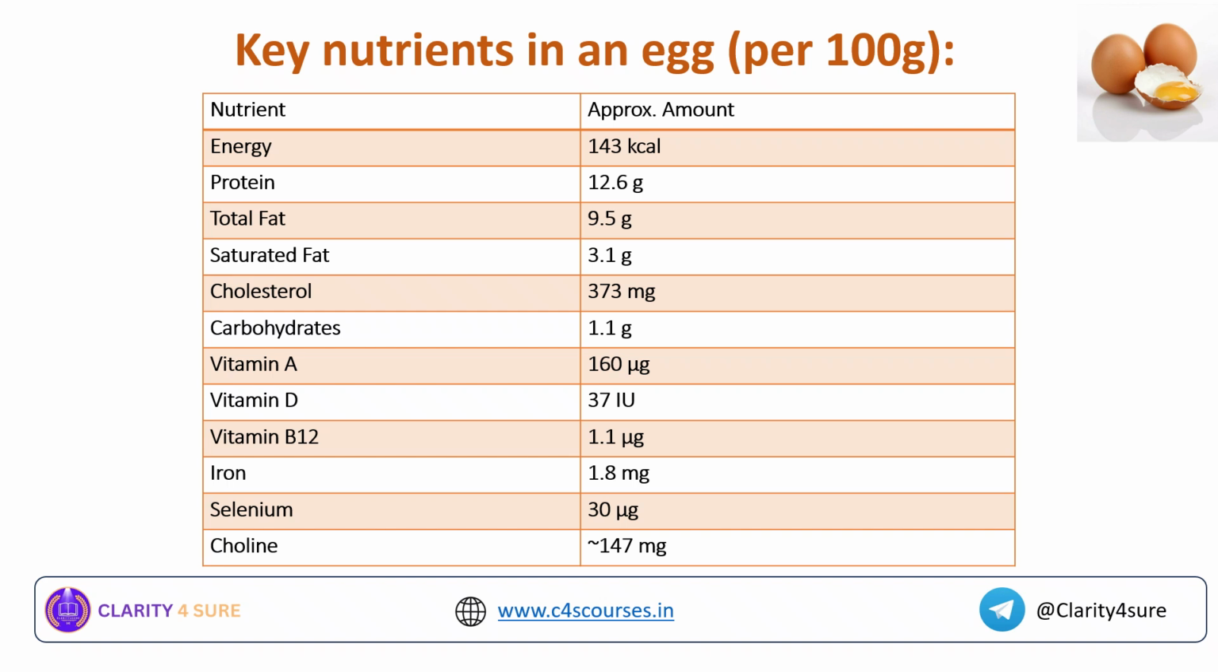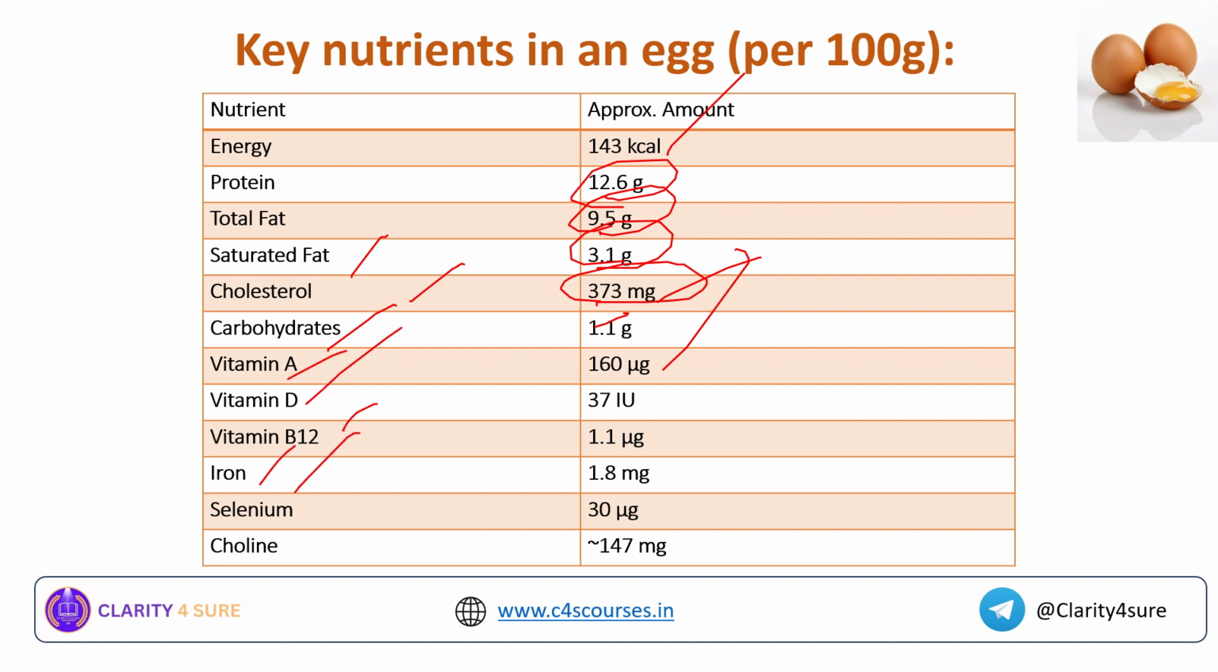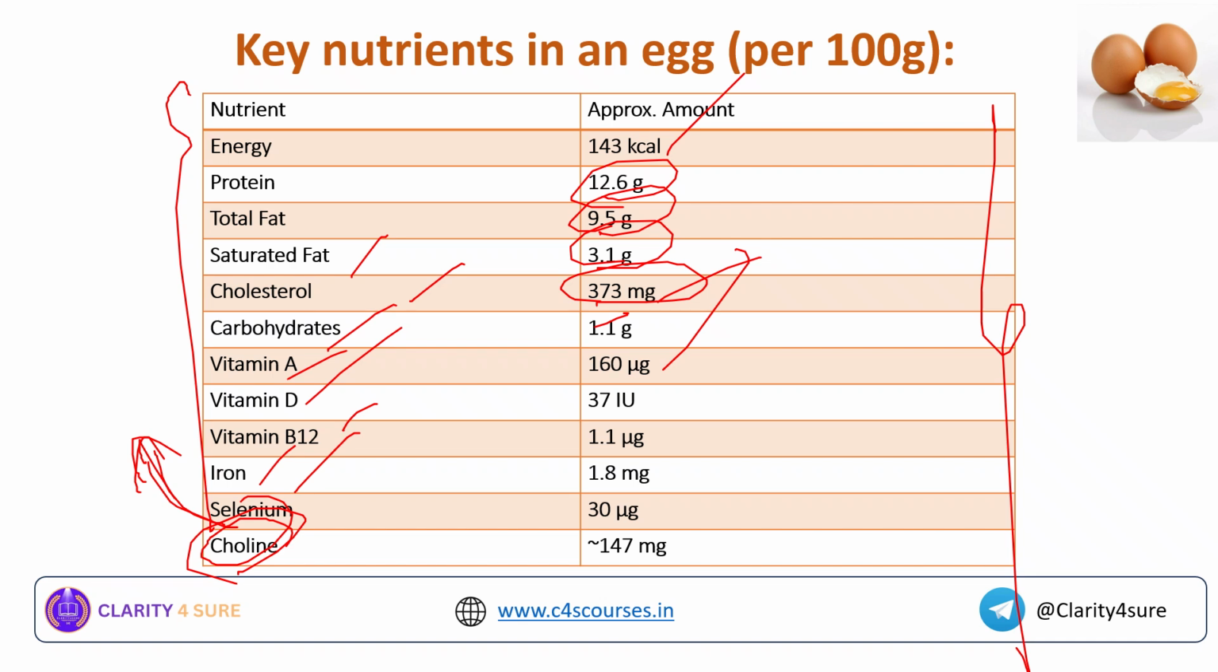Coming to the key nutrients in an egg, energy is approximately 143 kilocalories, protein 12.6 grams, total fat 9.5 grams, saturated fat 3.1 grams, cholesterol 373 mg. It varies. Carbohydrates 1.1 gram, vitamin A, vitamin D, vitamin B12, iron, selenium, choline. See, choline is a very important mineral which actually helps in the fetal development. The fetal development is helped by this choline only. So these are all the important nutrients present in an egg per 100 gram of egg. I hope this key nutrient is also clear to you now.